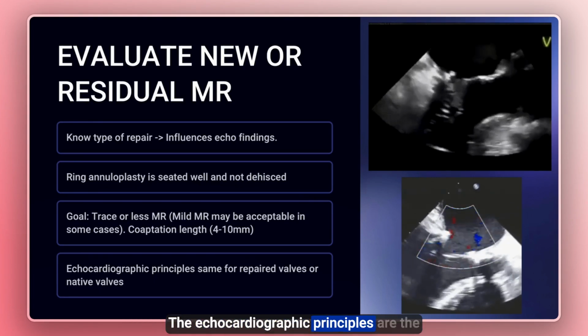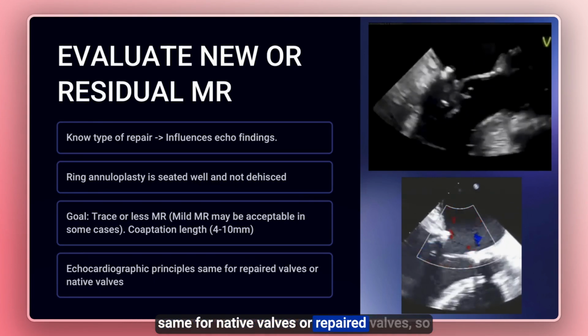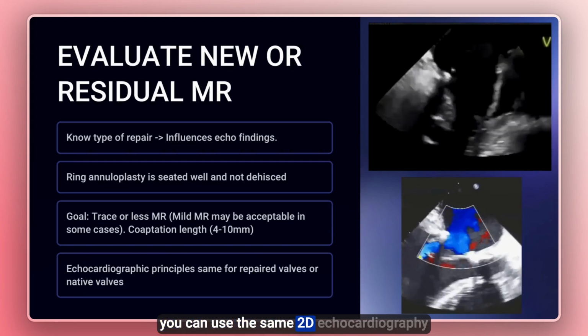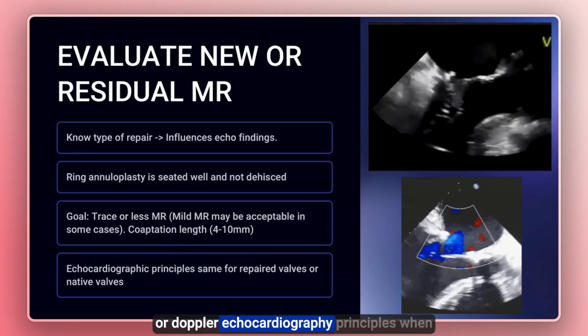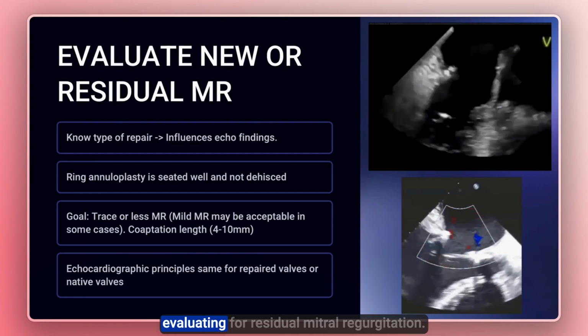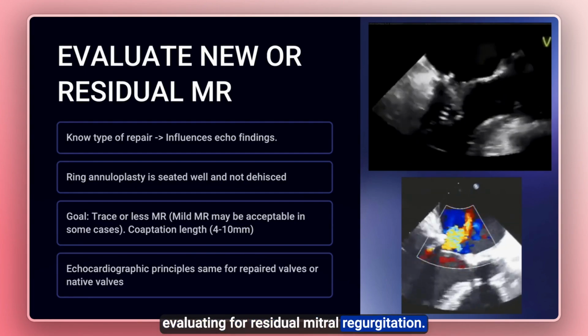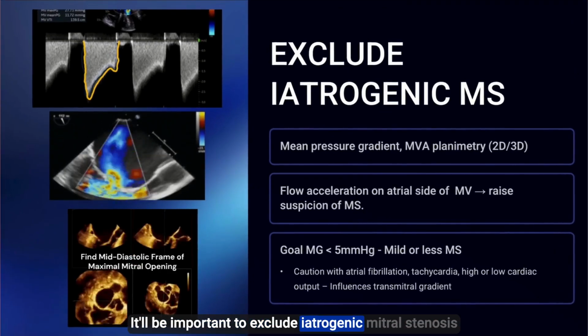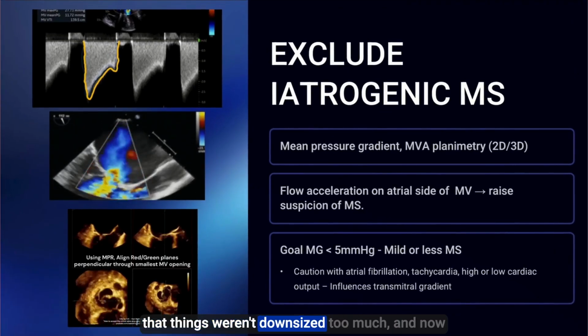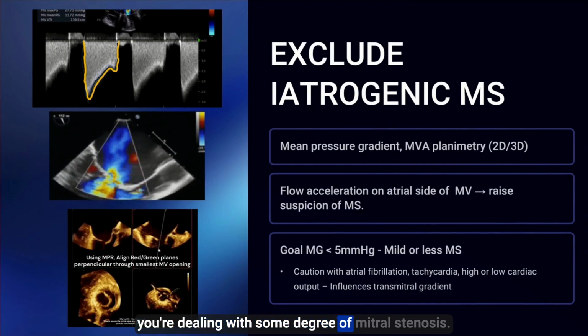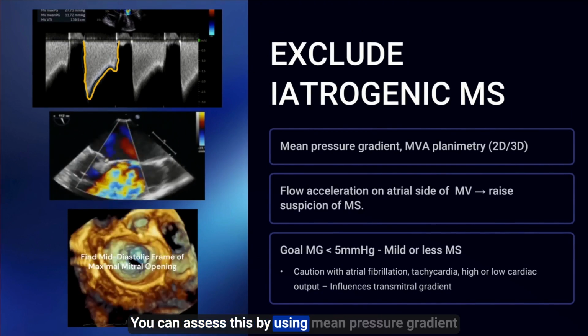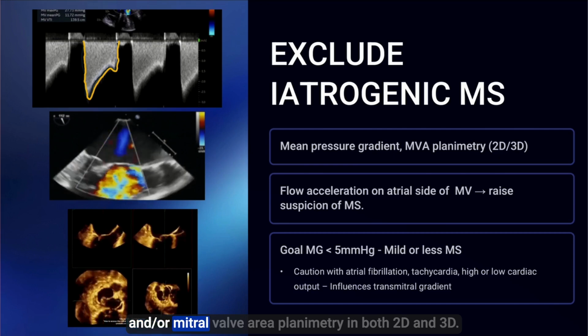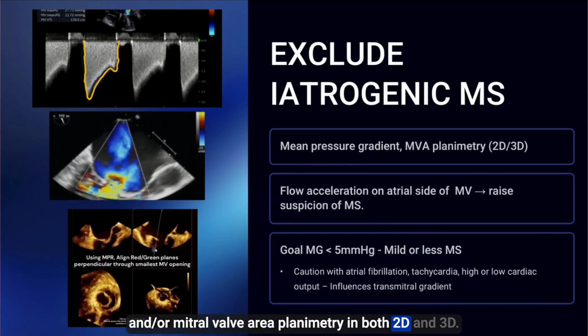The echocardiographic principles are the same for native valves or repaired valves, so you can use the same 2D echocardiography or Doppler echocardiography principles when evaluating for residual mitral regurgitation. It will be important to exclude iatrogenic mitral stenosis, that things weren't downsized too much and now you're dealing with some degree of mitral stenosis. You can assess this by using mean pressure gradient and/or mitral valve area planimetry in both 2D and 3D.